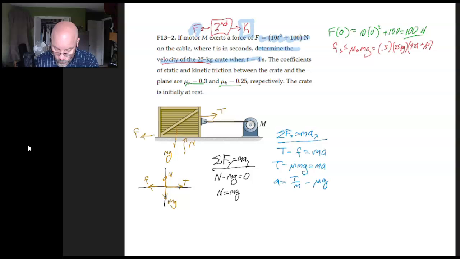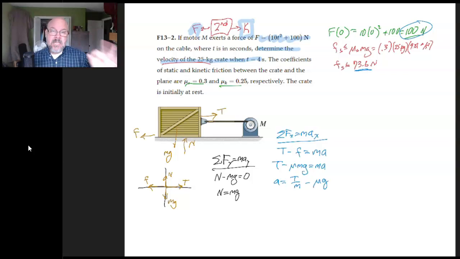Okay, now when you work all that out, the static friction has to be less than or equal to 73.6, and that's newtons, of course. Okay, very nice. Look, the maximum that the friction can do is 73, but right out of the gate, as soon as we start, we're pulling with 100. So this thing is moving immediately.